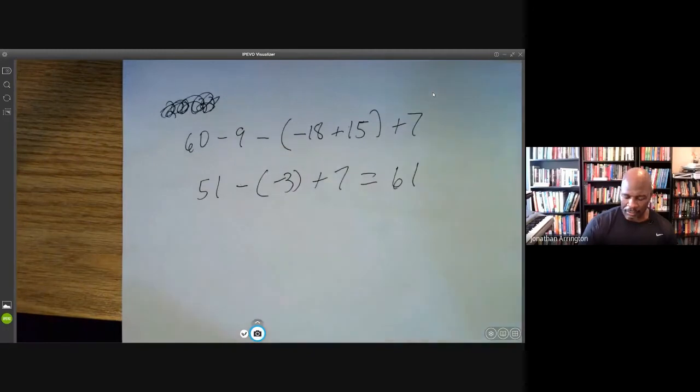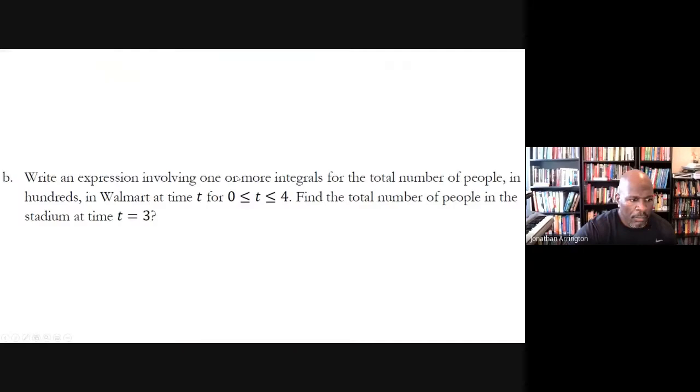So there's 61. Let me go back to the problem and just make sure I didn't miss anything. All right, so it asked me to write an expression. I did. And it asked me to find the total number of people. I did. And what I tend to do when I'm doing these problems is I have a proclivity to forget this first part. So writing the expression is something I particularly forget to do. That's one of the reasons I always like to go back and check the problem, make sure I did everything they asked, because I have a tendency not to do this part when I'm in the mix of doing problems real fast.